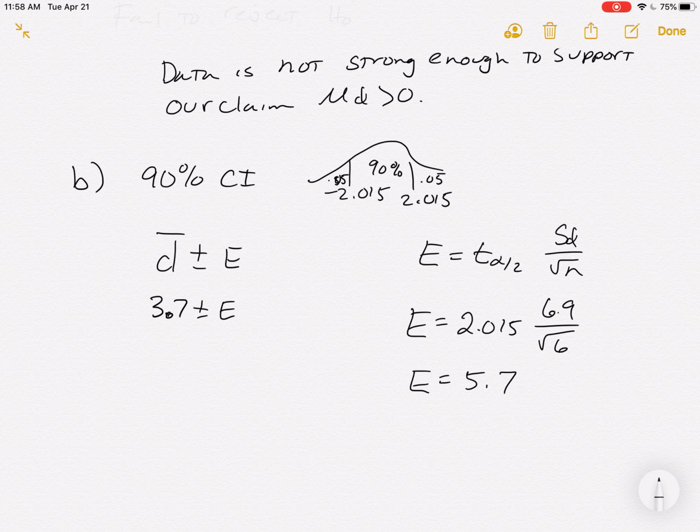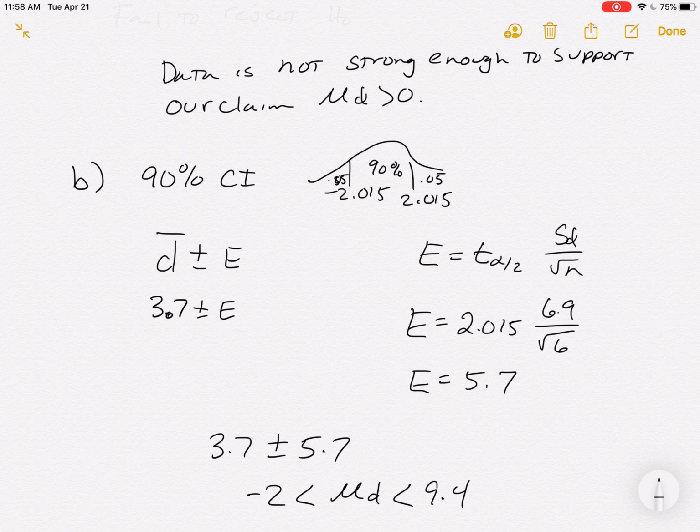So what's my confidence interval? Well, it's 3.7 plus or minus 5.7. So if I take 3.7 and subtract away 5.7, I get a low value of negative 2. Remember, this is a bound for the difference of all the presidential heights. And if I add it, I get up to 9.4. So that's why we're not able to reject the null hypothesis, because mu d really could be zero. That's why we're not able to establish the claim, because the claim may actually be false. It could be true, but it could be false.